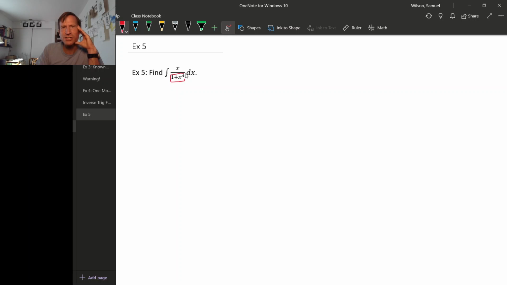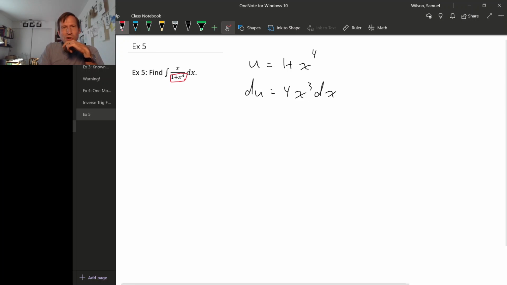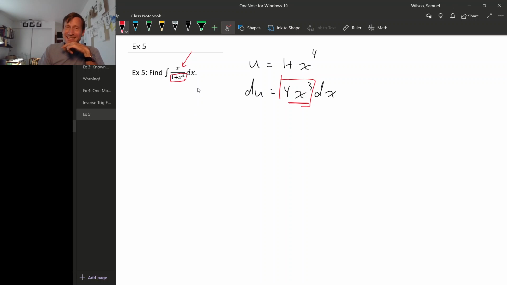Often, if you have a fraction as your integrand, the denominator makes a good choice for a substitution. So you might use, for u, 1 plus x to the 4th. And in that case, du is 4x cubed dx. And this is actually kind of a problem because, to make a substitution work, whatever shows up in this position ought to show up in the integral somewhere, but it doesn't. It's not in our integrand. So this substitution actually isn't looking very promising.